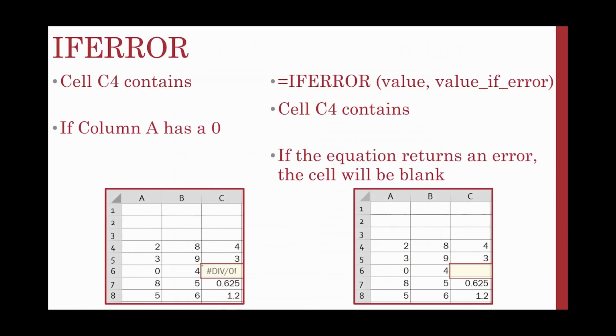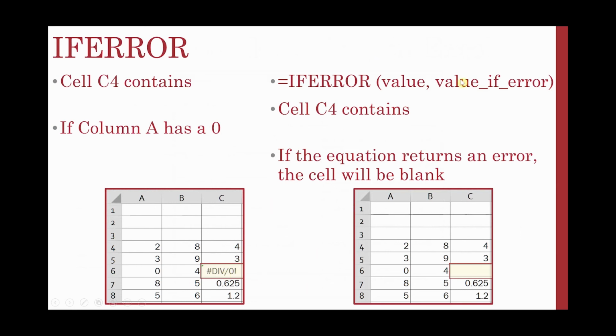Then we have the IFERROR function. The IFERROR function tells you if an error is going to occur, and then formats that cell accordingly. So if cell C4 contains the statement equals IFERROR of value comma value if error, and column A has a 0 in it, so I'm dividing by 0, this is the result you would see when the error occurs.